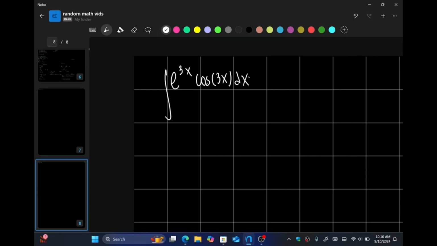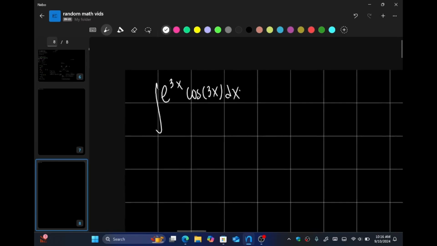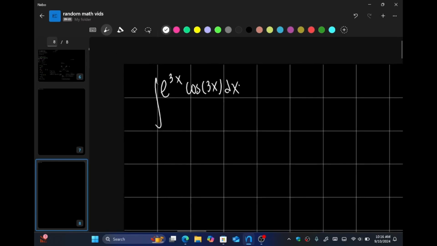I did do this problem probably a few minutes ago, and it took me a while. So we have the integral of e to the 3x cosine 3x dx. Now, there is a shortcut to this one. However, if you don't know the shortcut, then we must do it by original integration by parts. And this is an integration by parts integral.